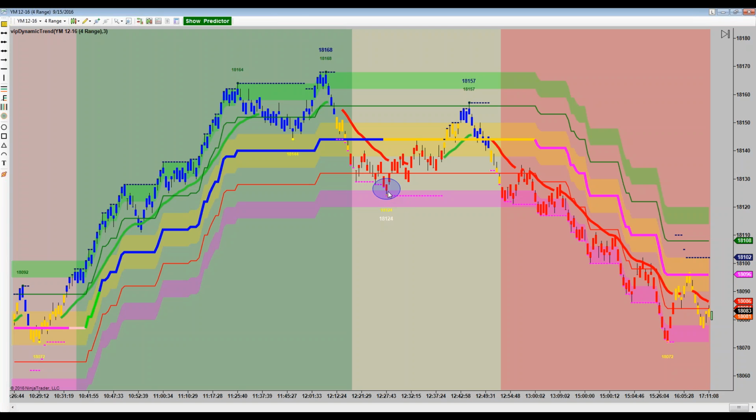Did the trend change here? We'll call this number 1. Did the trend change here, which is number 2? So you just type in a number. Or did the trend change here? We'll call this number 3. One, did the trend change?